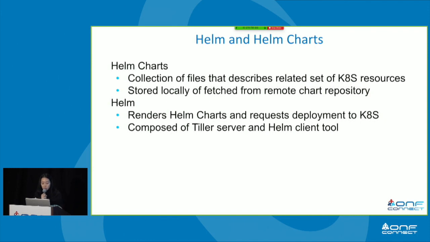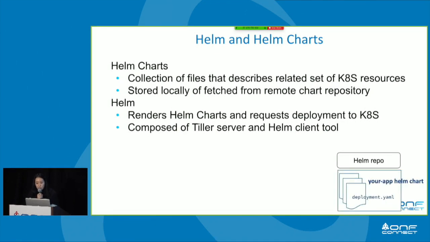Helm chart is a collection of files that describes a related set of Kubernetes resources. Assume that your application is composed of one deployment, one config map, and one service. You may want to package them all together. This is the basic concept of Helm chart. And a Helm chart can be stored locally or fetched from a remote chart repository. One of the great things about using Helm charts is that you can reuse charts developed by others. Like we use the Cassandra and ELK stack charts from the official stable and incubator Helm chart repos. And you can also easily share your Helm chart with the public.